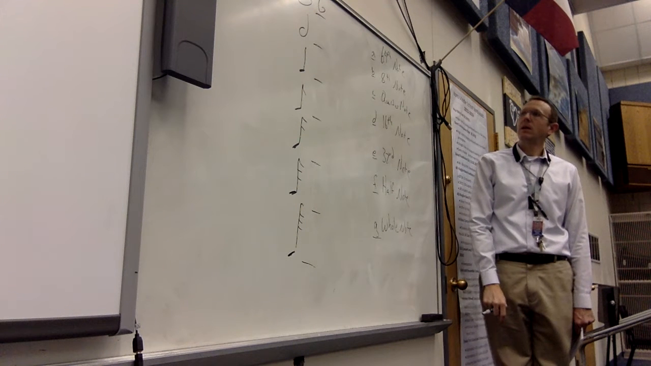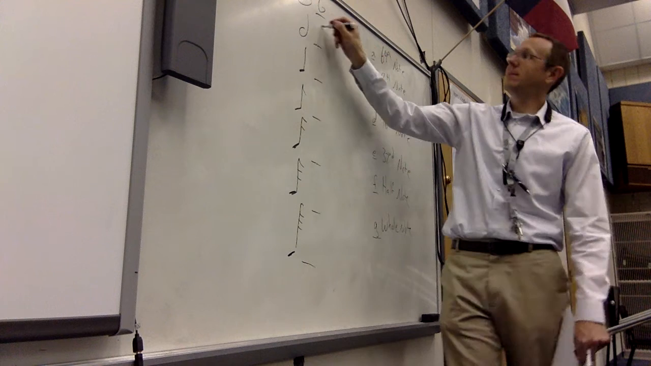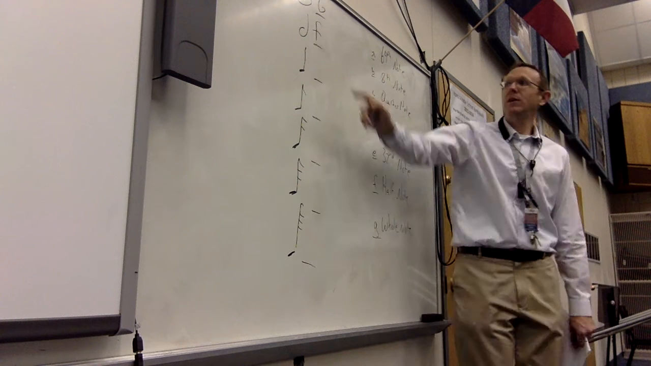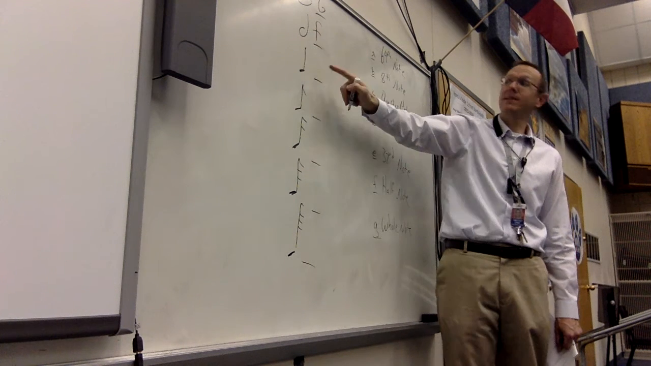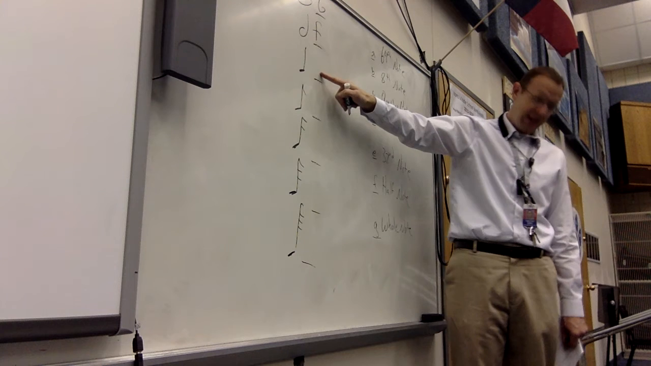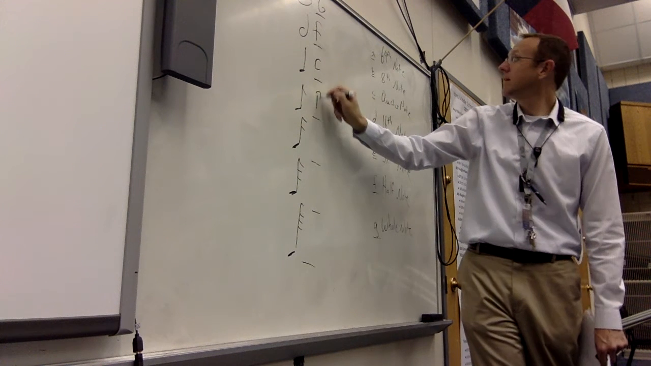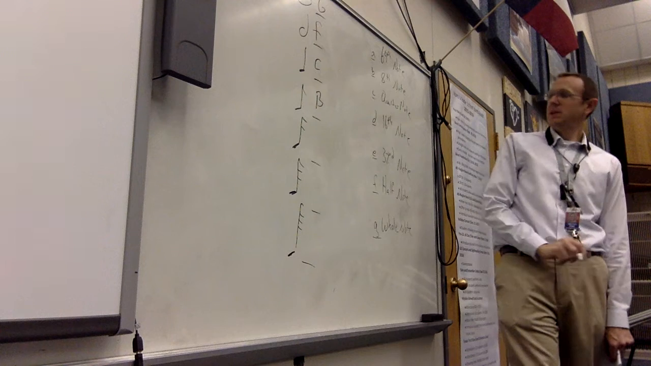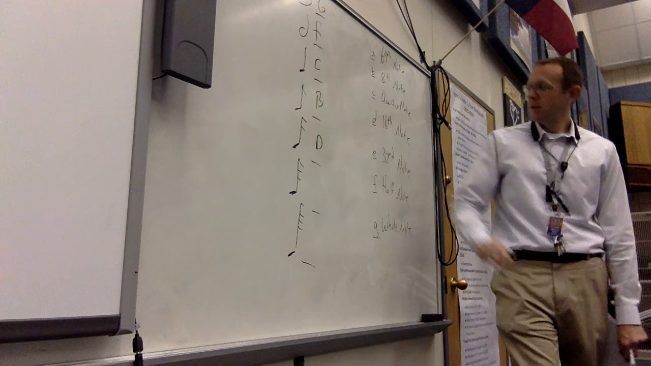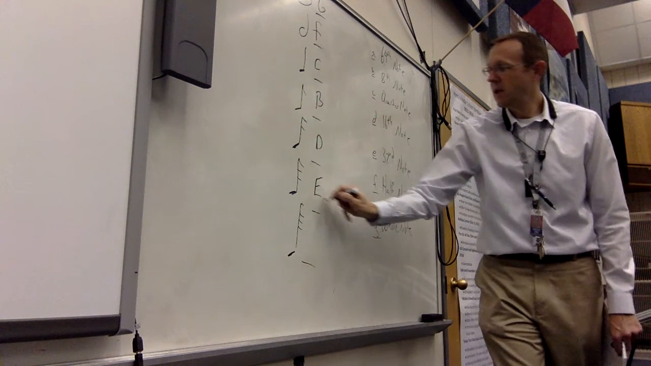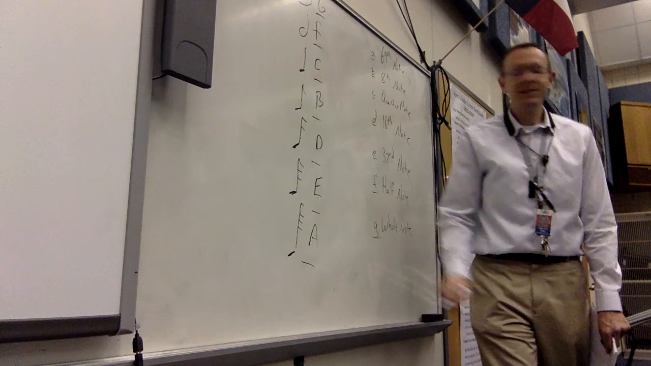F. F. Because this is a half note. A half note does not have a filled-in note head. What is this one? C. That's the quarter note. What's this one? B. Yes. What's this one? D. D. E. E. and A. Does that make sense?